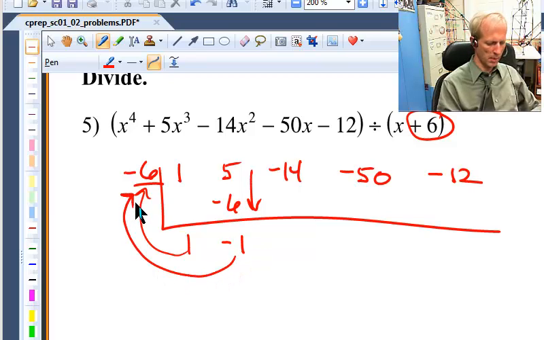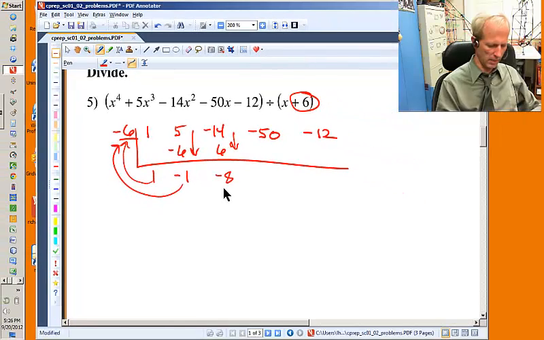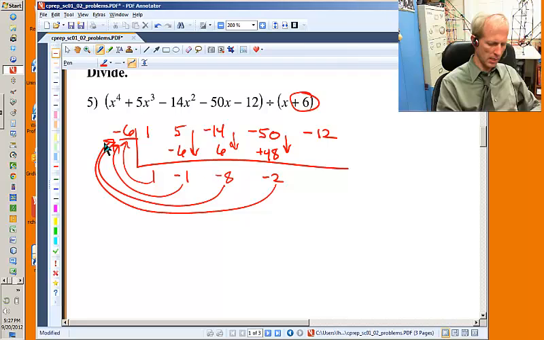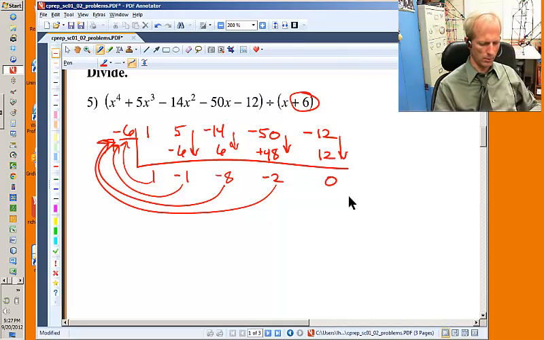I multiply that by -6. That gives me 6. Then I'm going to add downward. That's going to give me -8. And then I'm going to multiply by -6. That's going to give me positive 48. Then I'm going to add downward. That gives me -2. Then I multiply again by -6. I get 12, and I add downward, and I get 0. So this one has a remainder of 0.